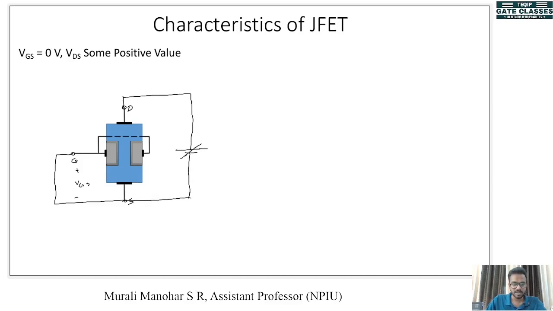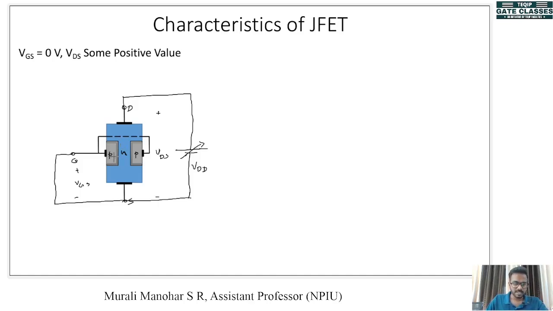So this is our VDD. This is the supply. It provides a voltage across D and S, and that voltage is VDS. This is our P-type material and this is our N-type material. Okay, so in this case we will see how the JFET behaves.